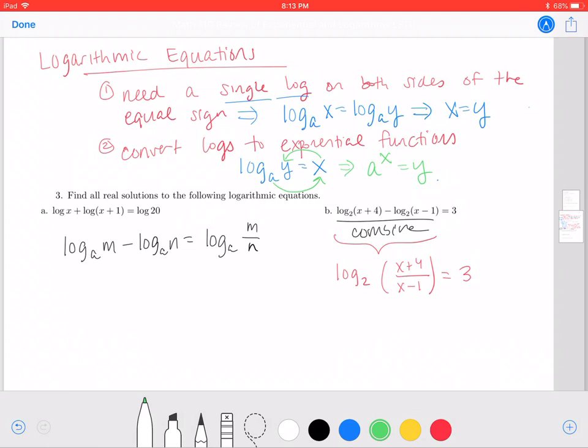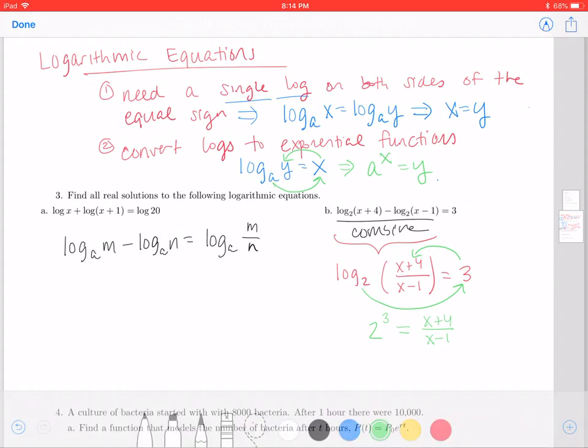So if you just remember that little Ferris wheel cycle, start with the base, go to the other side of the equal sign, and then come back around and set it equal to the value you're taking the log of. So a to the power of x is equal to y. So if I do this down here, I'm going to start with the 2, raise it to the power of 3, and set it equal to this fraction. So 2 to the power of 3 is equal to x plus 4 over x minus 1.